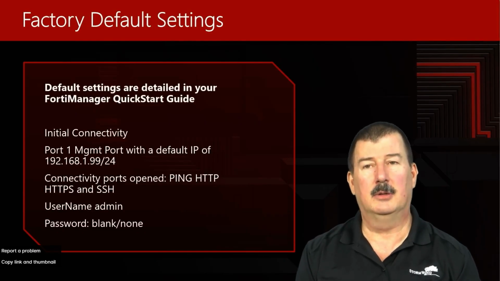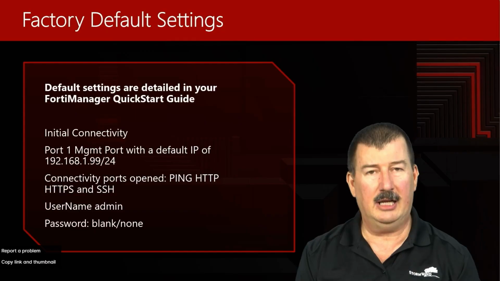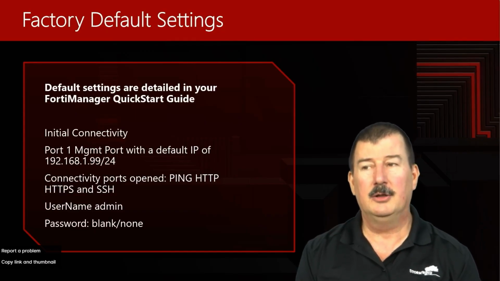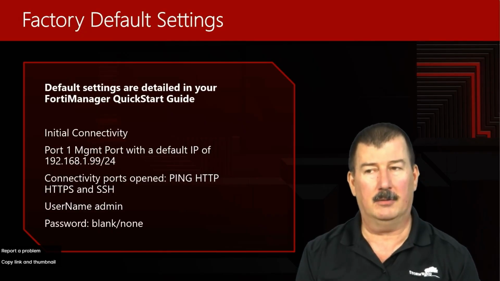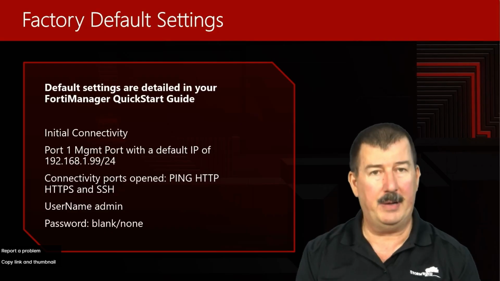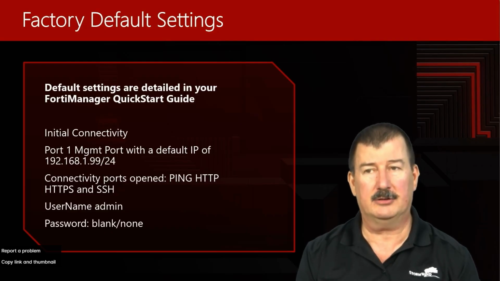Now, out of the box, what you're going to see is a quick start guide that you can download from FortiManager out on the web. For your initial connectivity, port 1 is your management port by default. Your IP is 192.168.1.99, which is /24 for you subnetting guys. Connectivity is ping, HTTP, HTTPS, SSH. Admin, no password. This is your default out of the box.